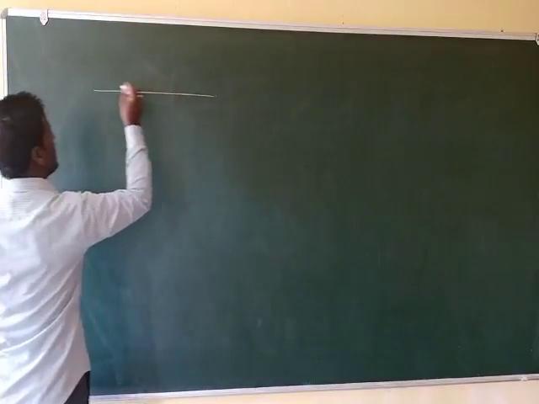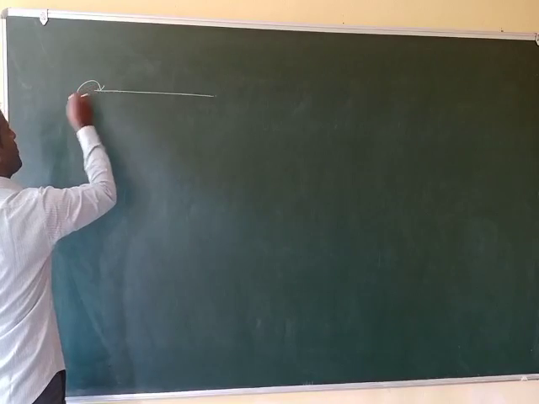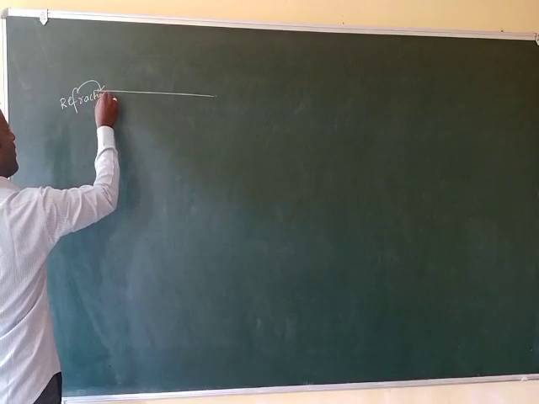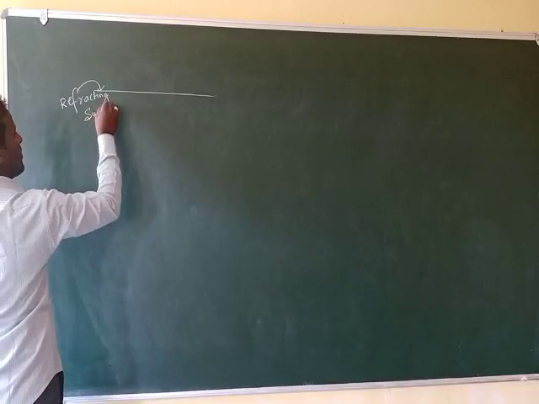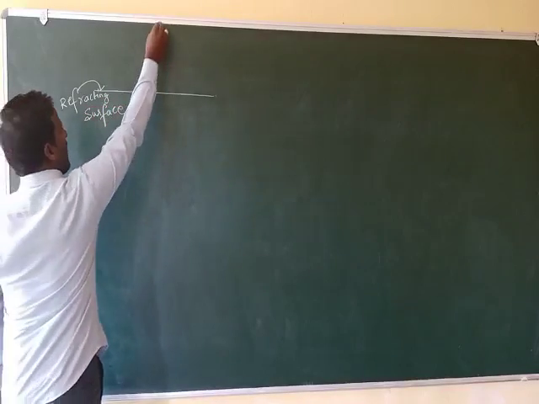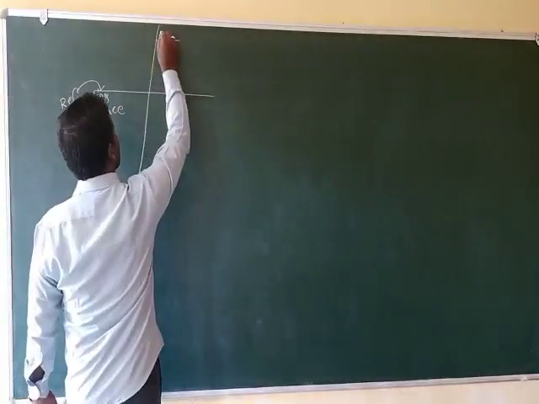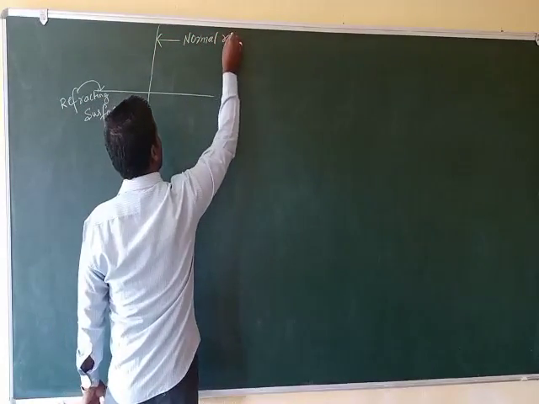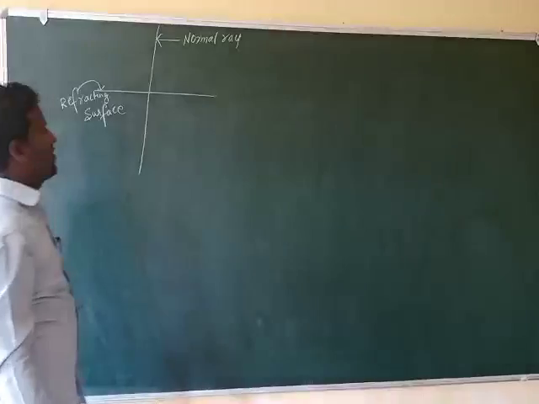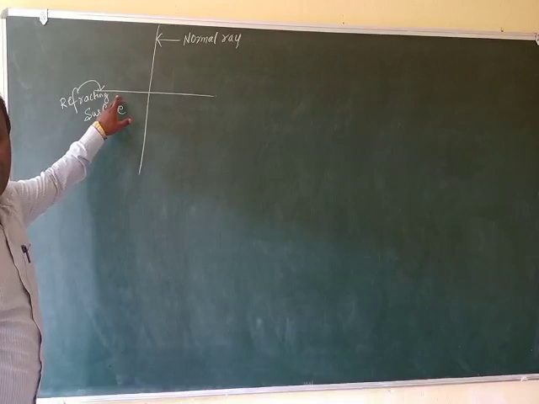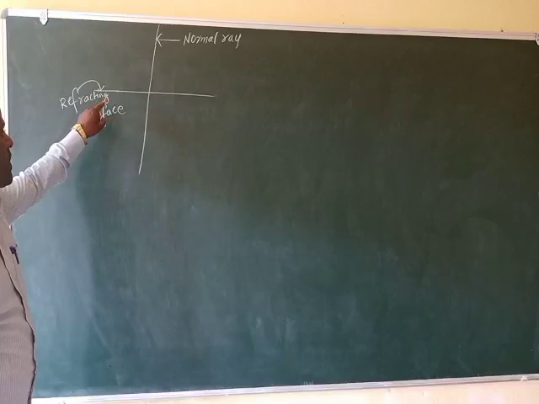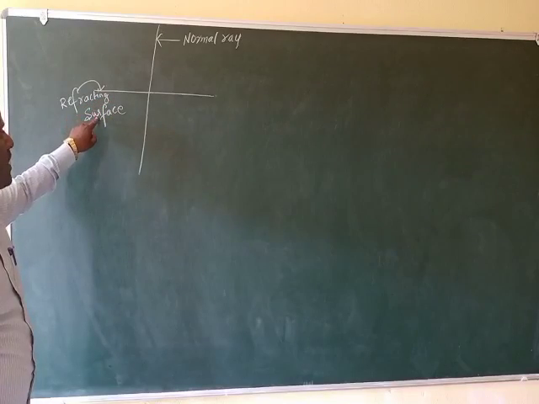See, this is a refracting surface. And this is the normal ray. Yes, see, what is the refracting surface? A surface which causes refraction of light is called a refracting surface.